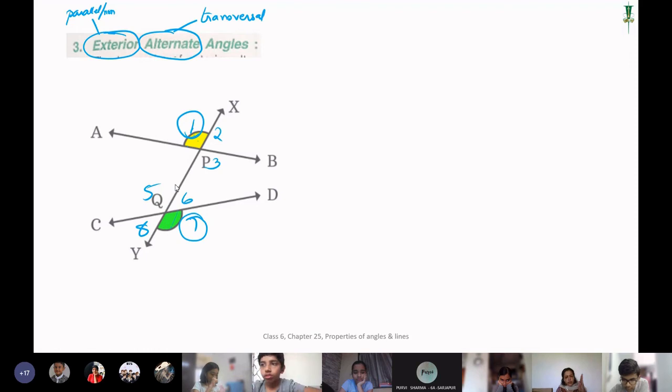Did you all understand 1 and 7 being exterior alternate? Yes, ma'am. Tell me another pair of exterior alternate angles in this figure. 2 and 8. Excellent. 1 and 7 is one pair of exterior alternate angles. The other one is 2 and 8, because this is in the exterior and this is in the exterior, and they are on opposite sides of the transversal. So they are called exterior alternate.